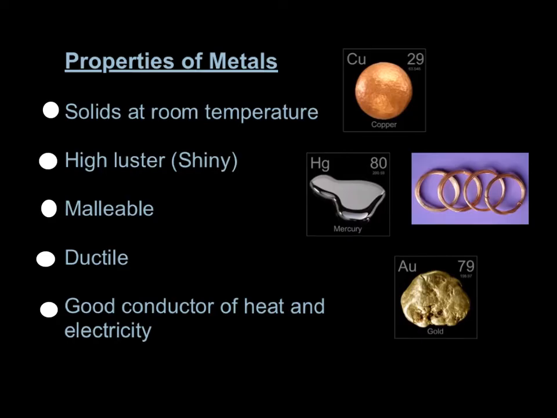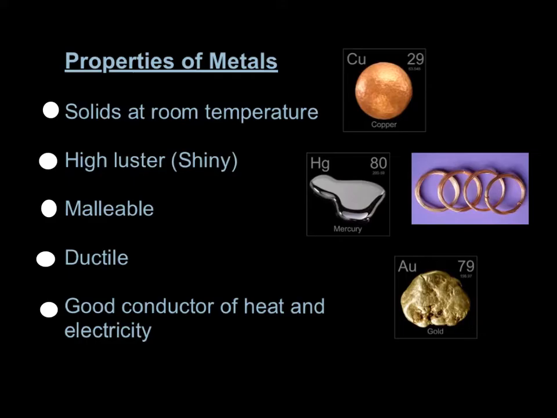Okay, let's talk about some properties of metals. So first, they're solids at room temperature, meaning at room temperature, 72, 73 degrees, they are solids, such as copper, mercury, gold. They have high luster, meaning they're shiny. Gold is shiny, silver is shiny, copper is shiny.